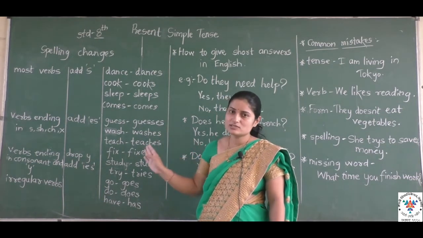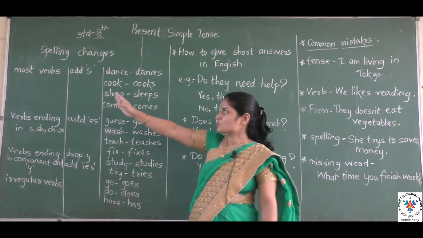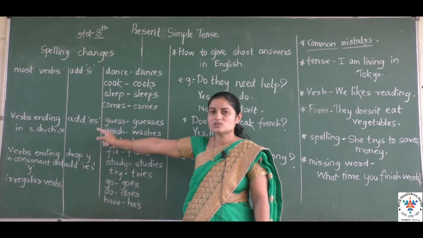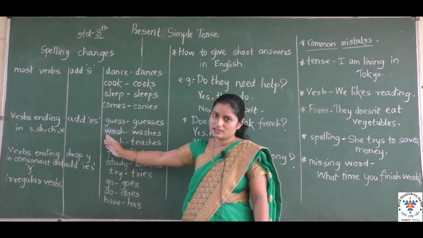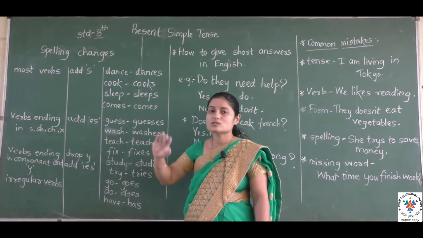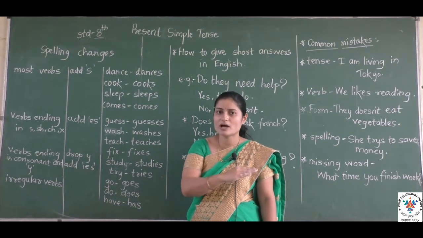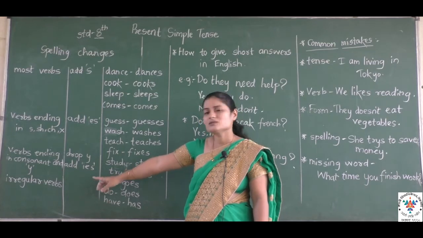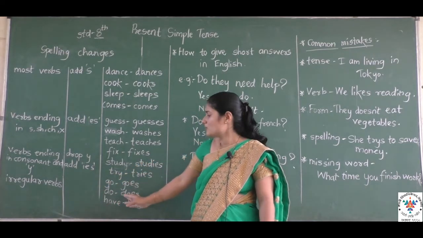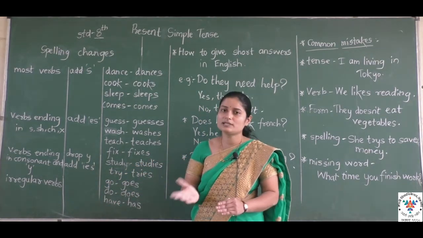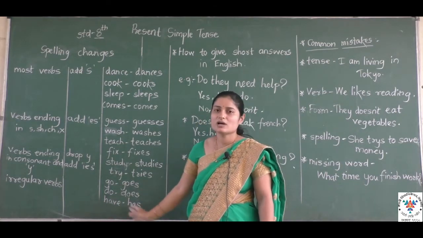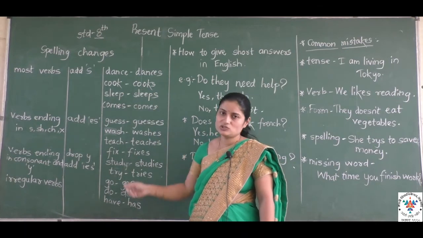So for spelling changes, you have to remember: most verbs take s; verbs ending in s, sh, ch or x take es; verbs ending in a consonant and y, you should drop that y and add ies. And last, there are some irregular verbs that are totally different from the base form: go, goes, do, does, have, has. So these are the spelling changes.